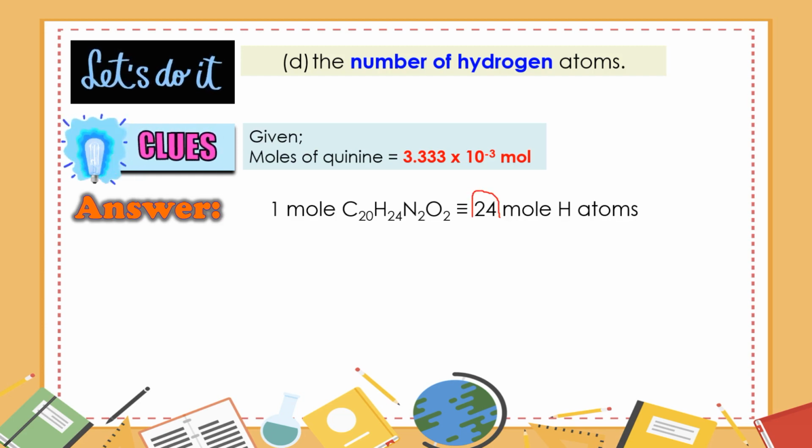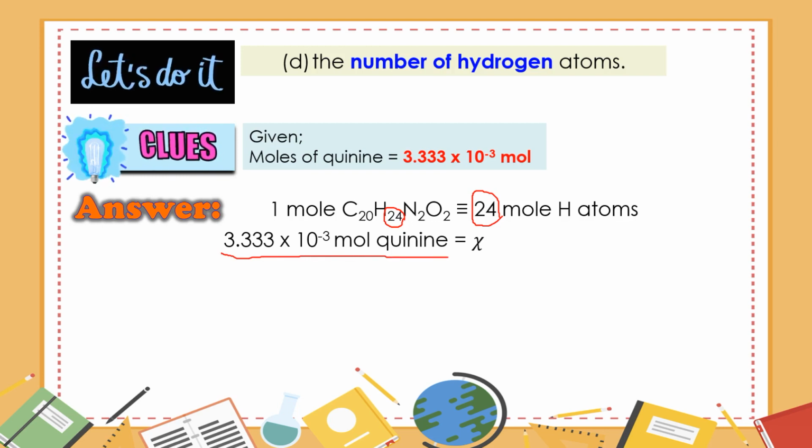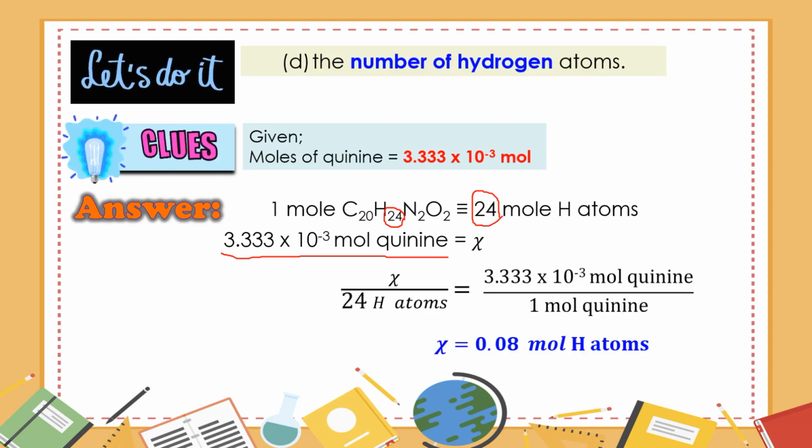But how do we know the mole of hydrogen atoms? You can find out from the formula of quinine. Okay, in this question, the number of mole of quinine is 3.333 times 10 power of negative 3 mole. So we represent the mole of hydrogen atoms as X. You can calculate the value of X. Hence, the number of mole of hydrogen atoms is 0.08 mole.